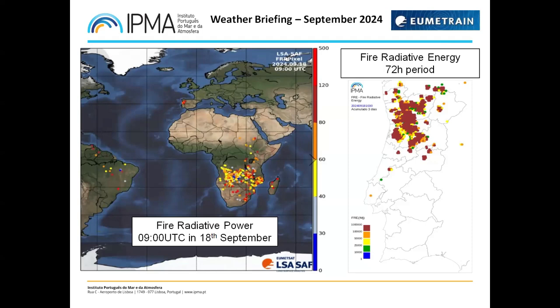On the right, we have the fire radiative energy, which is obtained after the FRP data and accumulated through a period of time that spans between 15 minutes and 5 days, with the colors of the hotspots representing the released energy. And here we can see mostly the top classes for Portugal.